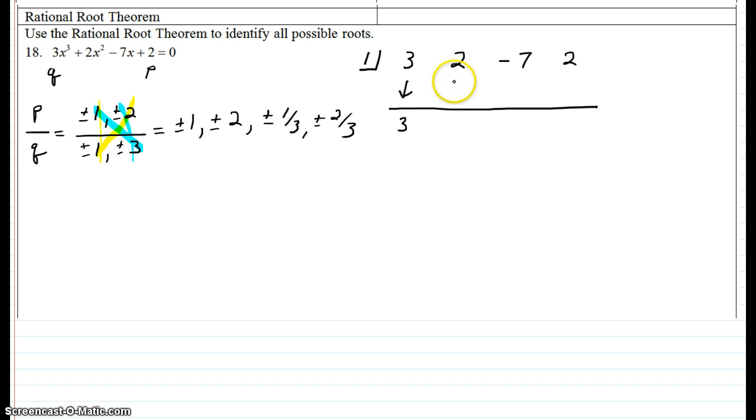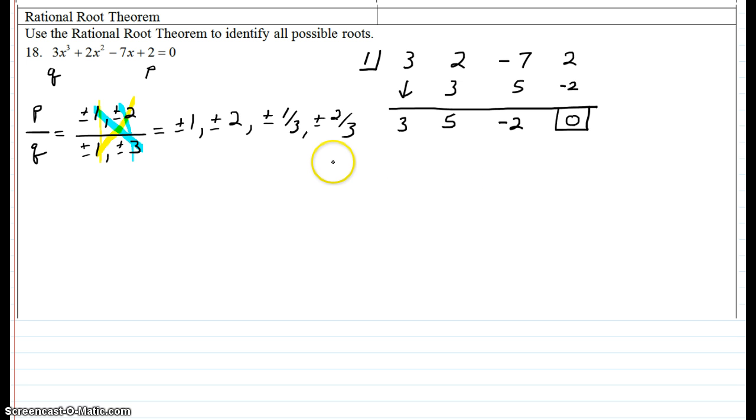So bring the 3 down. And so now 1 times 3 is 3. 2 and 3 makes 5. 5 times 1 is 5. -7 plus 5 is -2. -2 times 1 is -2. And now 2 minus 2 gives us 0. So the first one I tried, I got a 0. That's what I want. So that means that 1 is going to be a root.